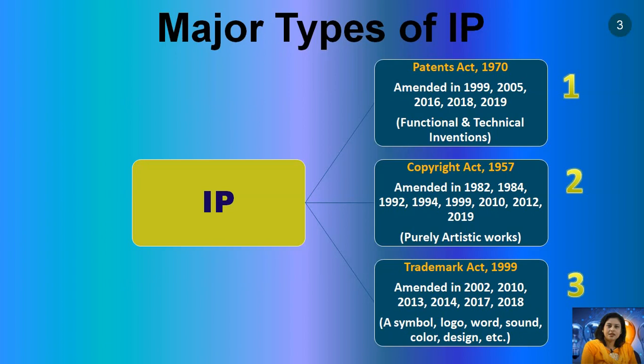Then comes Copyright Act of 1957. It was amended in 1982, 1984, 1992, 1994, 1999, 2010, 2012 and 2019. Copyright mainly deals with purely artistic works. Then comes Trademark Act of 1999. It was amended in 2002, 2010, 2013, 2014, 2017, 2018. Trademark deals with symbol, logo, word, sound, color, design, etc.